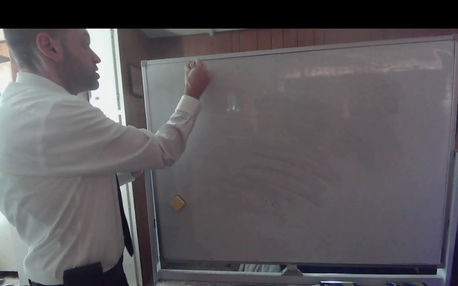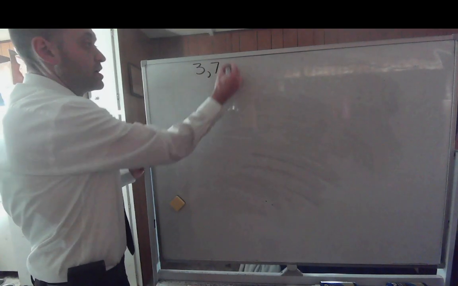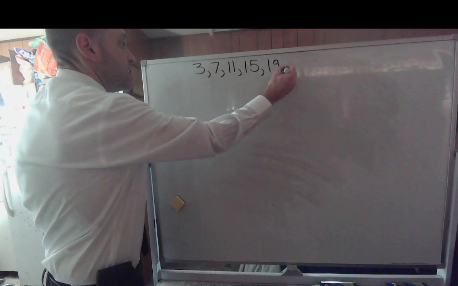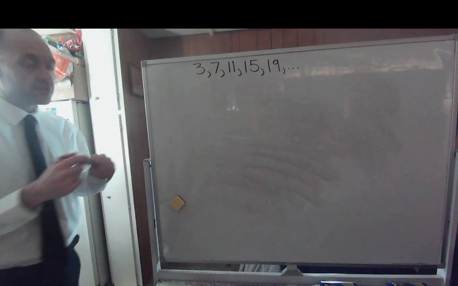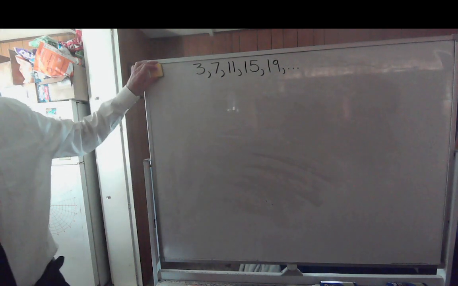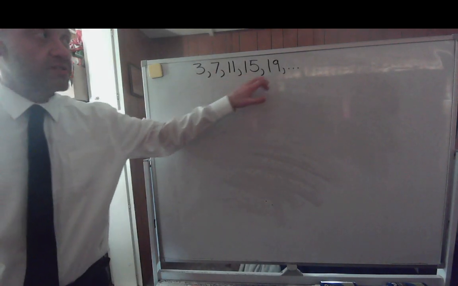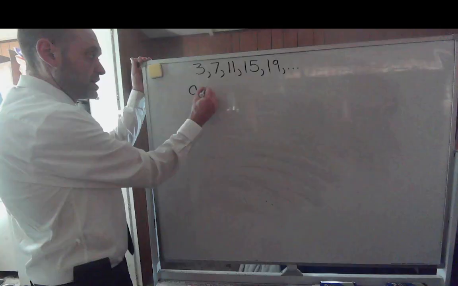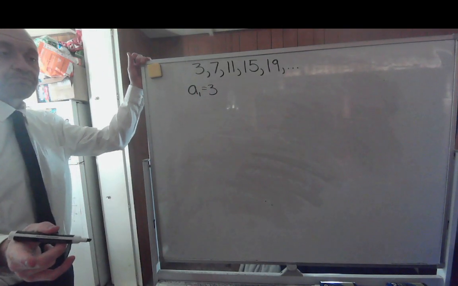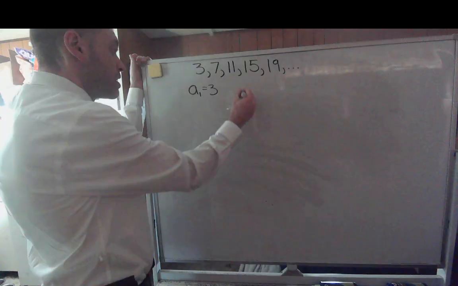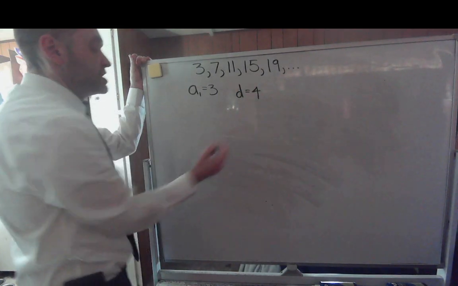Now, 3, 7, 11, 15, 19, ... So we have another sequence that, again, it'll go till kingdom come, but you have 3, 7, 11, 15, and 19. Okay, so what's your first term? Your first term, a sub 1, is 3 in this case, right? We have a common difference of 4. We'll call that D. We have a common difference of 4.